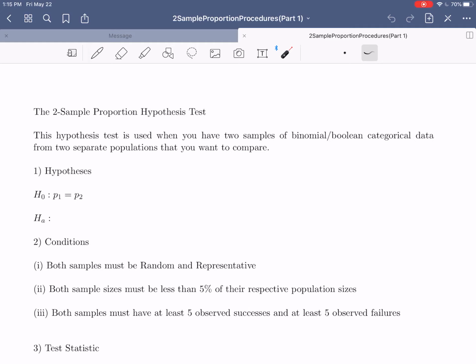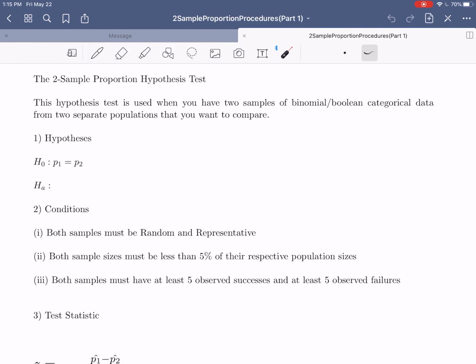In today's video, we're going to be moving on to our next type of hypothesis test and confidence interval, and we're going to begin talking about what is called the two-sample proportion procedures. This is the natural step from what we've been doing in the most recent set of videos, which is the one-sample proportion procedures. Now we're going to turn to what happens if you have two separate samples of binomial or Boolean categorical data from two separate populations. This is very similar to what we did as the natural extension when we were working with one sample and two sample mean procedures. We started with what to do with one sample, and then we moved on to what to do with two samples. So we're now ready to do that here.